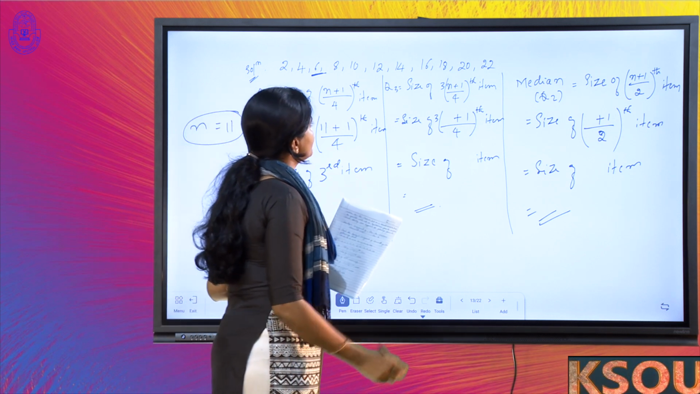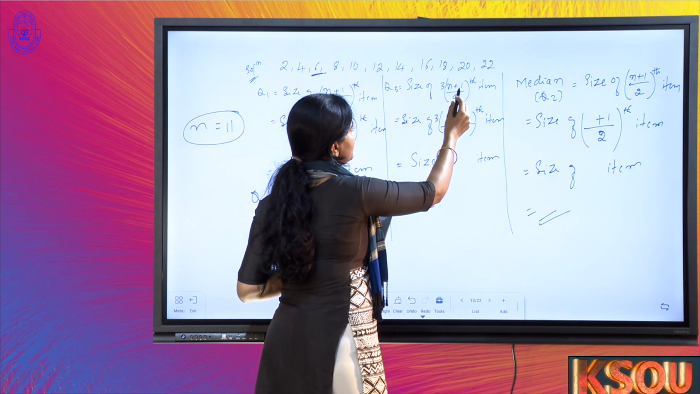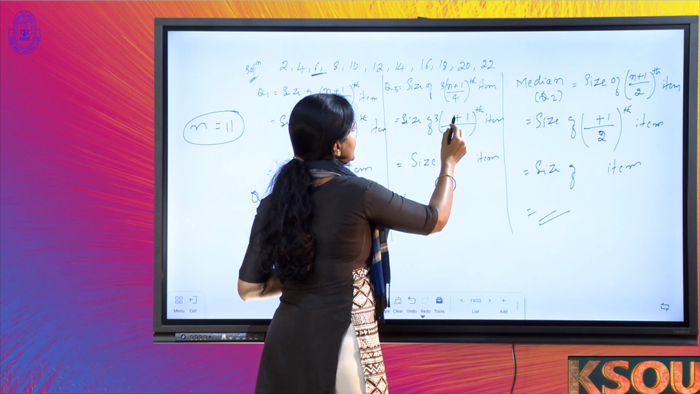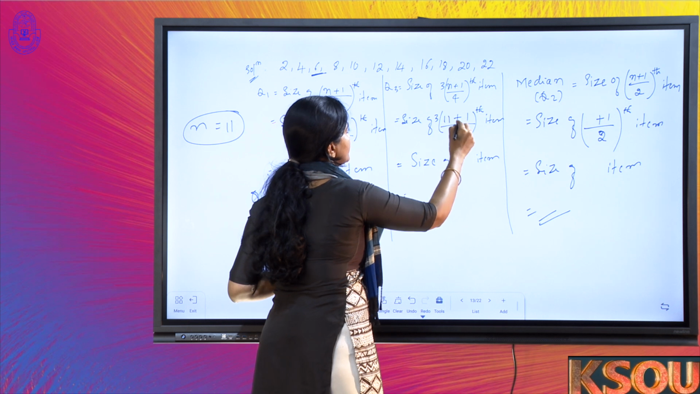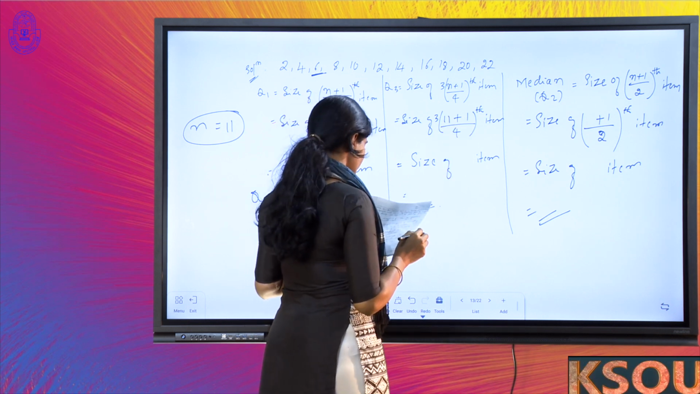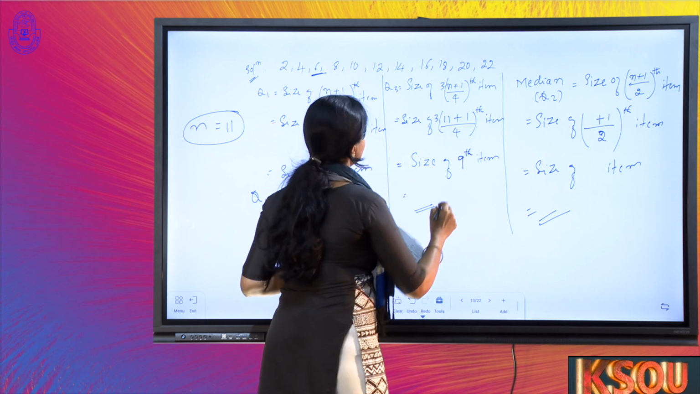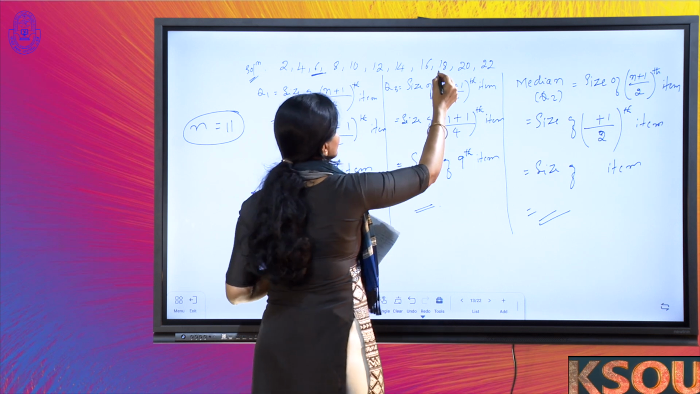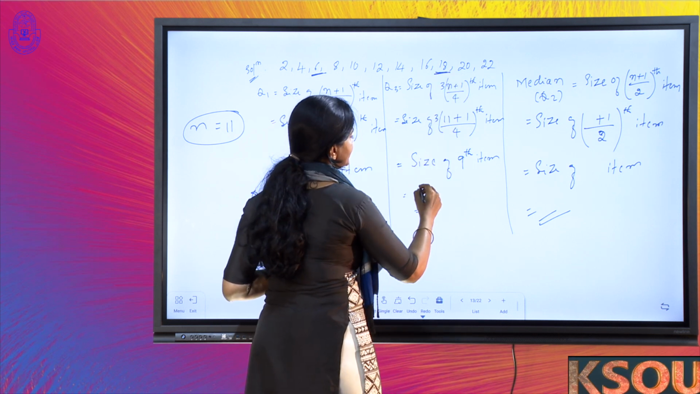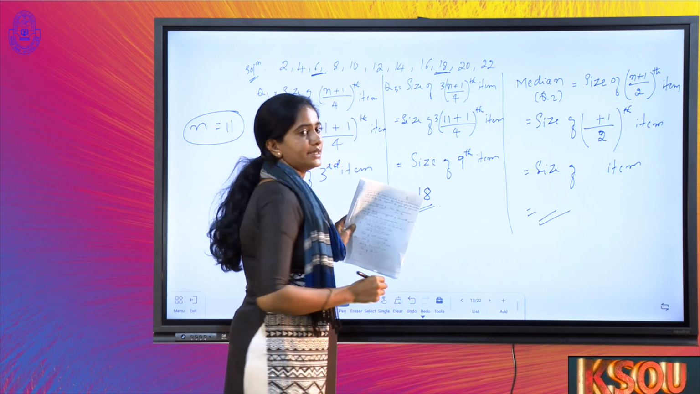So, similarly you will have to calculate Q3, that is size of the 3 into n plus 1 by 4th item. So, 3 into again n is 11, 11 plus 1 by 4. You will have to get the value, it is the 9th item. So, here you can take the 9th item, that is 18. This is the 9th item. So, value of Q3 is 18.